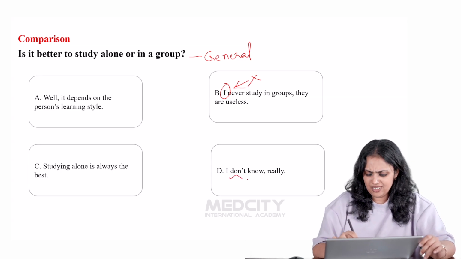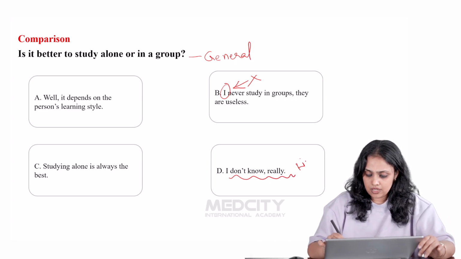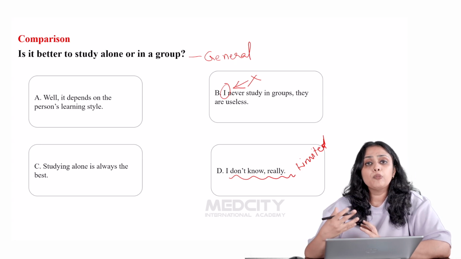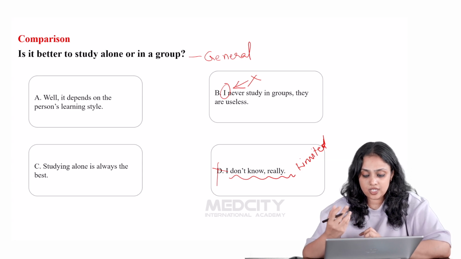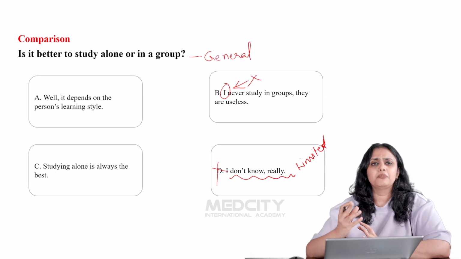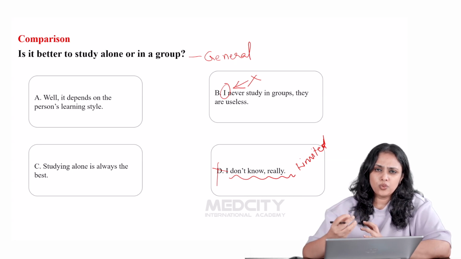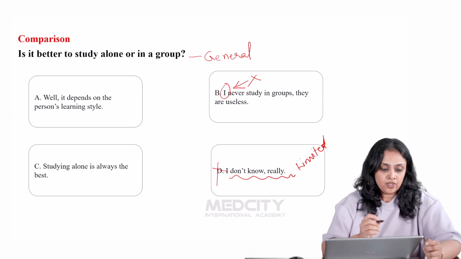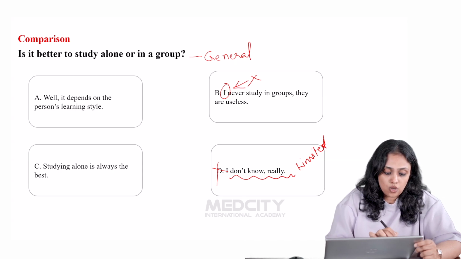Then C, studying alone is always the best. I don't know really. Again, this is a vague or limited, restrictive kind of answer, wherein you don't have a possibility to expand on that idea. So this is definitely not a good way of starting a sentence. Never open your answer by saying that I really don't know. Start in a positive way and then try expanding on it with ideas that you might know, at least remotely, about that particular topic.